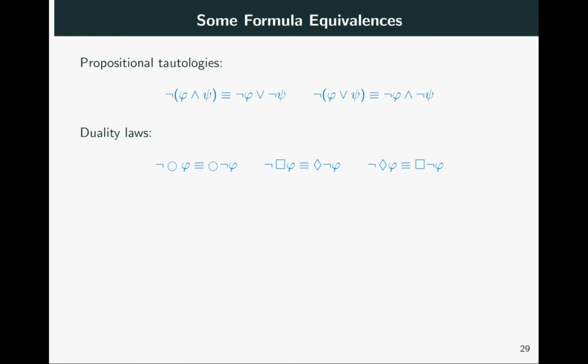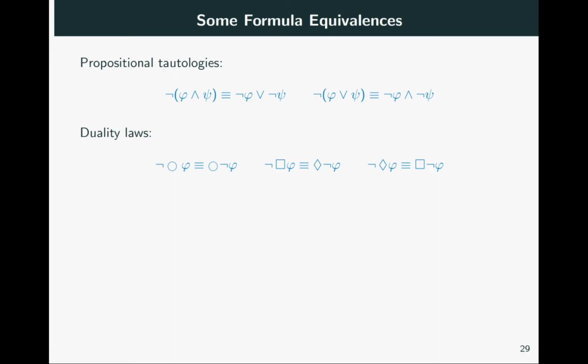For example, saying that phi is not true at the next moment is really the same as saying that at the next moment phi is not true. Saying that phi is not always true is the same as saying that sometimes phi is not true, which in our temporal setting means that eventually we'll reach a point where phi is not true. In other words, eventually not phi.